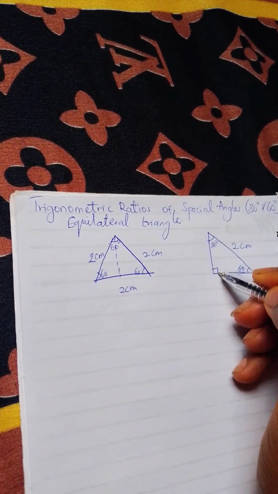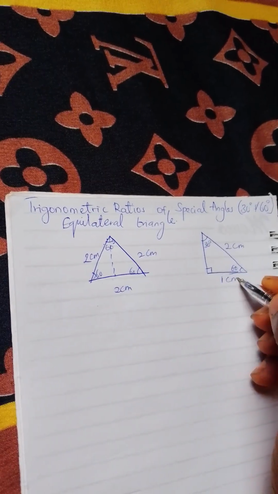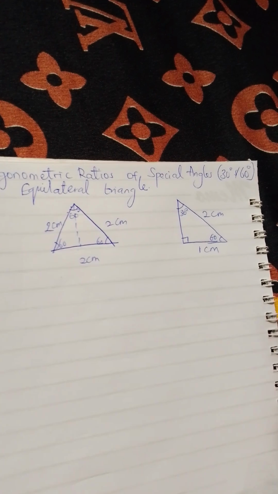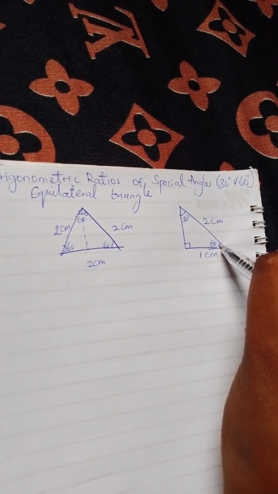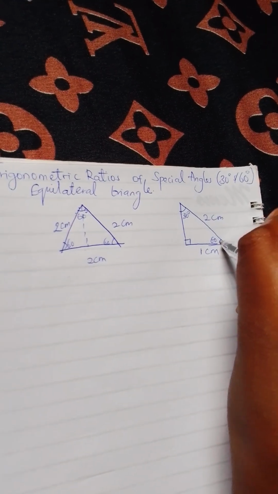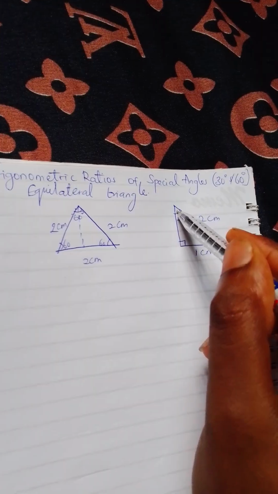This here will be a right angle triangle. Since I also bisected this side, I'm going to be having 1 centimeter here. So I'm going to be using this angle here for the trigonometric ratios of special angle 60 degrees. And I'm going to be using this side for that of 30 degrees.